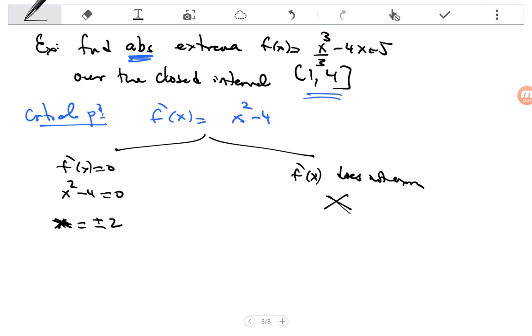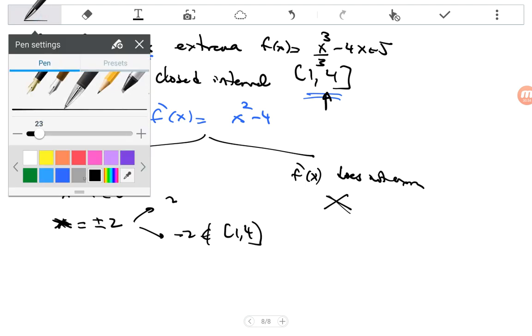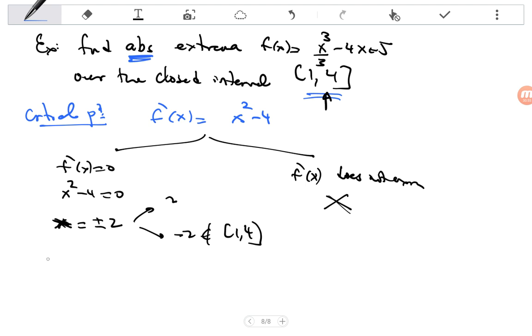So do all of these critical points belong to this interval? He is testing the function only in that interval. Are both of them in the interval? No. I will just have 2, and negative 2 does not belong to the interval, so I will just take it out of my test. Now I will just check the critical point, which is 2. I will check f of 2, and I will check the boundaries of the function, which is f of 1 and f of 4. I will check the values of the three points.